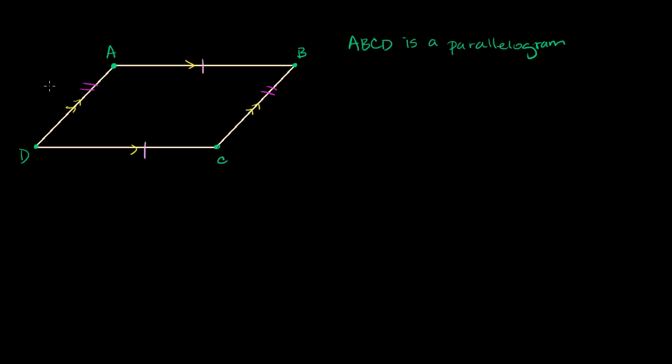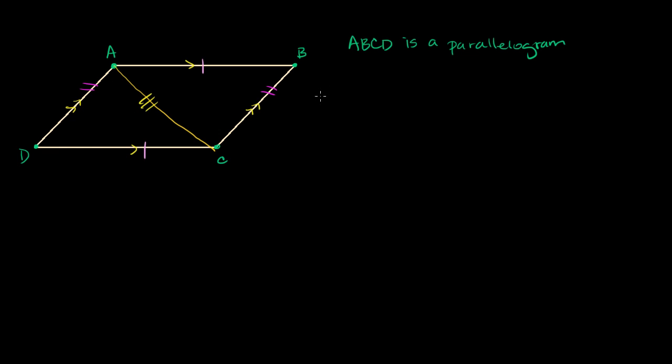Now, if we draw a diagonal, I'll draw a diagonal AC. We can split our parallelogram into two triangles. And we've proven multiple times that these two triangles are congruent. But we can do it in a pretty straightforward way. Obviously, AD is equal to BC. We have DC is equal to AB. And then both of these triangles share this third side right over here. They both share AC.